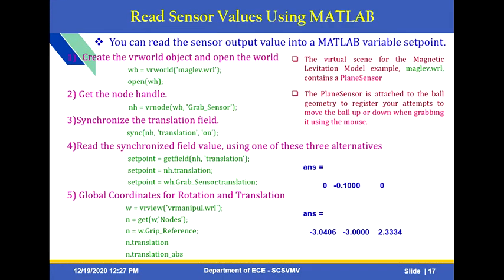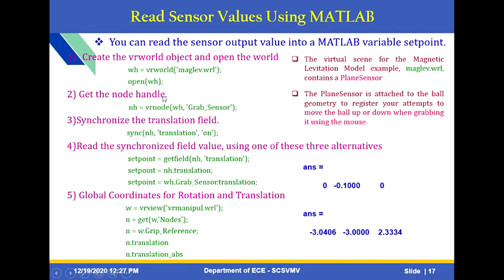Just you can type all things in the command window. You will get it step by step. Finally, you will get the sensor readings here. First, the steps are: first create the virtual world object using the vrworld command. Open world. Here, this is the command used to call the magnetic levitation model example. Open command. Then get the node handle.